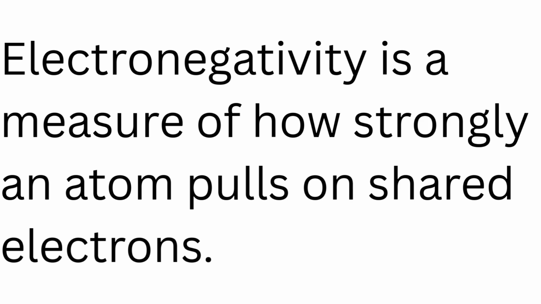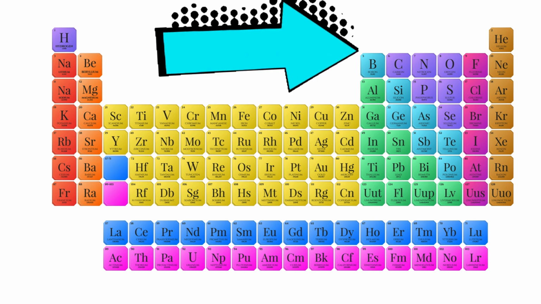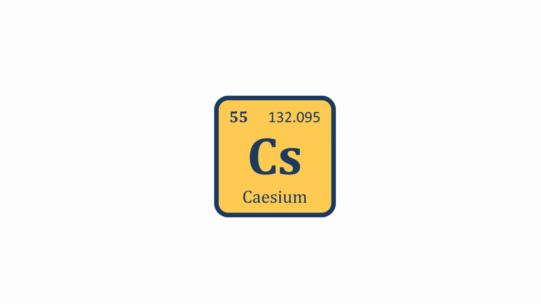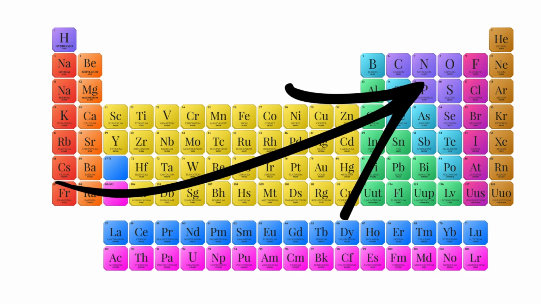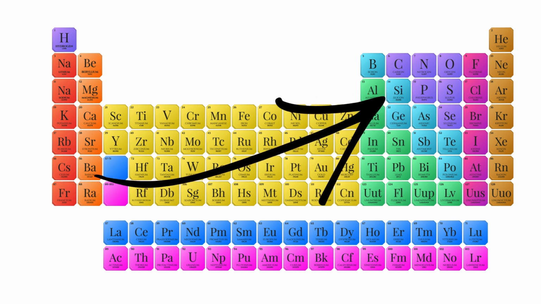Electronegativity generally increases from left to right across a period on the periodic table due to increasing nuclear charge, pull. It decreases from top to bottom within a group due to increasing atomic size, distance from nucleus. Fluorine, F, is the most electronegative element, while cesium, Cs, and francium, Fr, are among the least, leading to a strong trend towards the top right of the table.